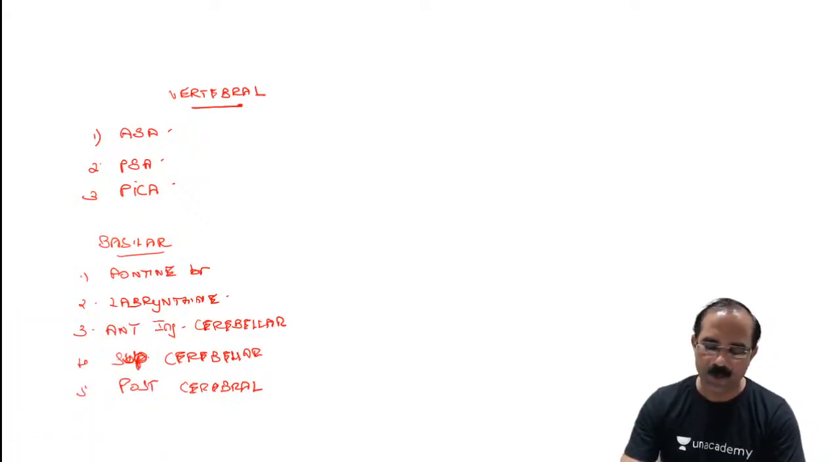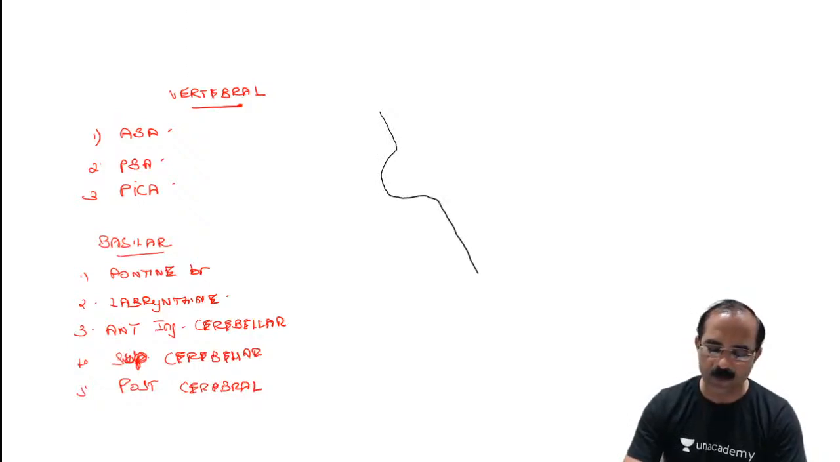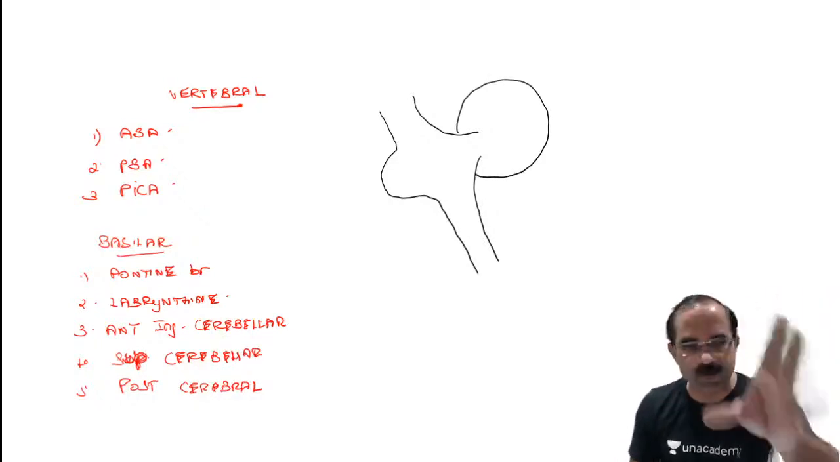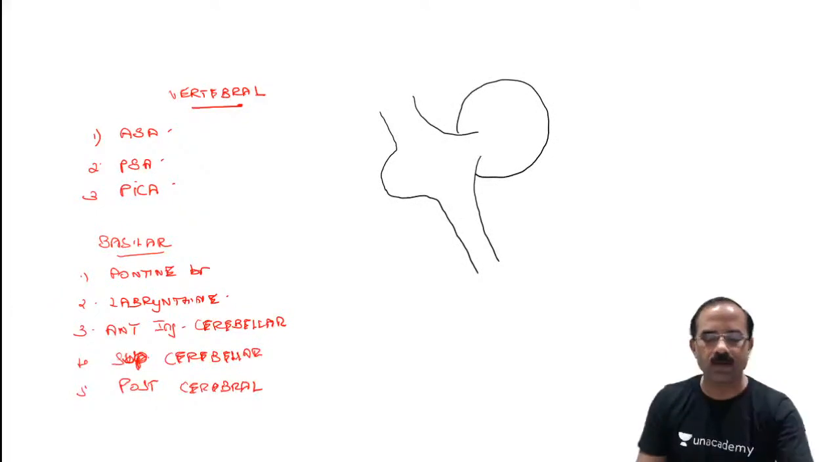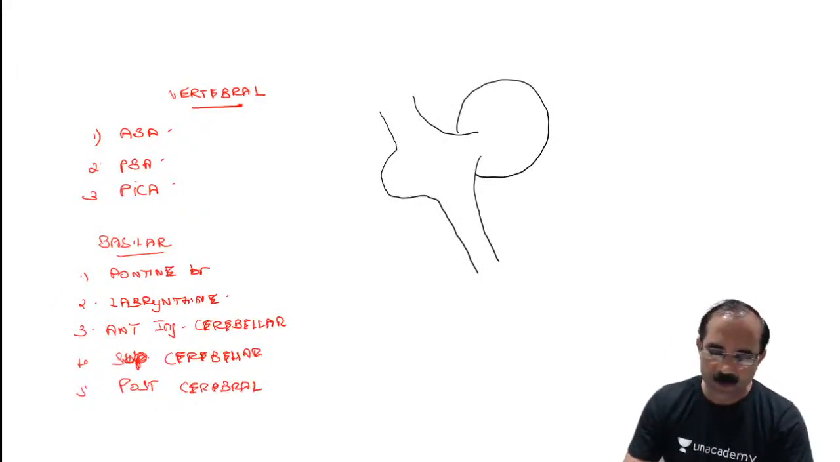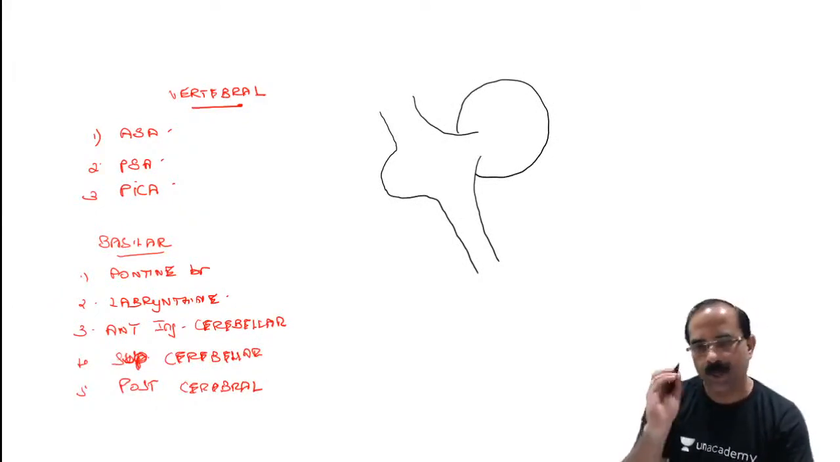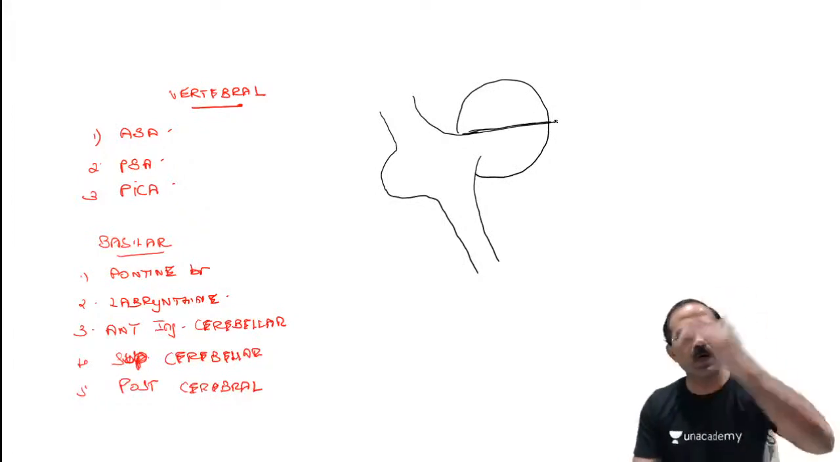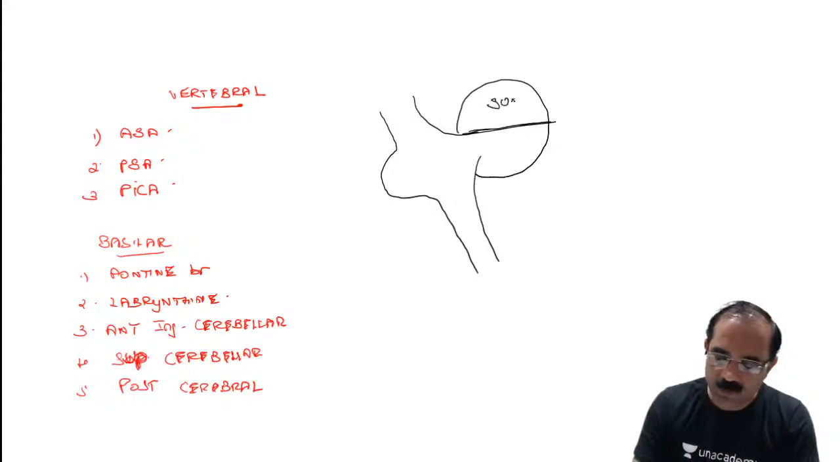Posterior cerebral. How do you remember this? This is the midbrain, that's the pons, and that's the medulla. And what is this going to be? The cerebellum. See, this is the easiest way to understand the arteries if you are not able to recollect like this. So midbrain, pons and medulla, and that's the cerebellum. Now how will you remember? You divide the cerebellum into two halves. What is this surface? Superior.